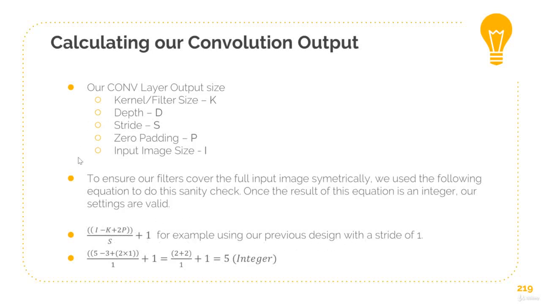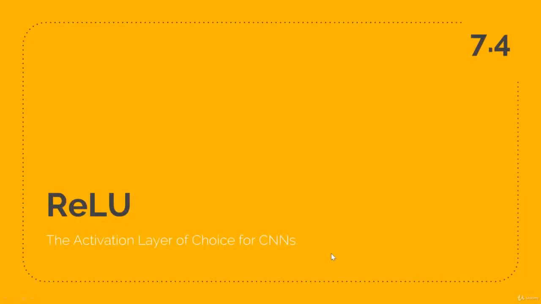And basically we can use the values from a previous section where we used a 5 by 5 image. So it's going to be 5 minus 3, 3 being filter size K, plus 2 times 1, 1 being P, which is our padding, all over S, which is 1, plus 1. So that gives us 2 plus 2 over 1, plus 1, which is 5. And as long as this formula gives you an integer value, basically you're okay. So let's move on now to ReLU, which is the activation layer of choice for CNNs.